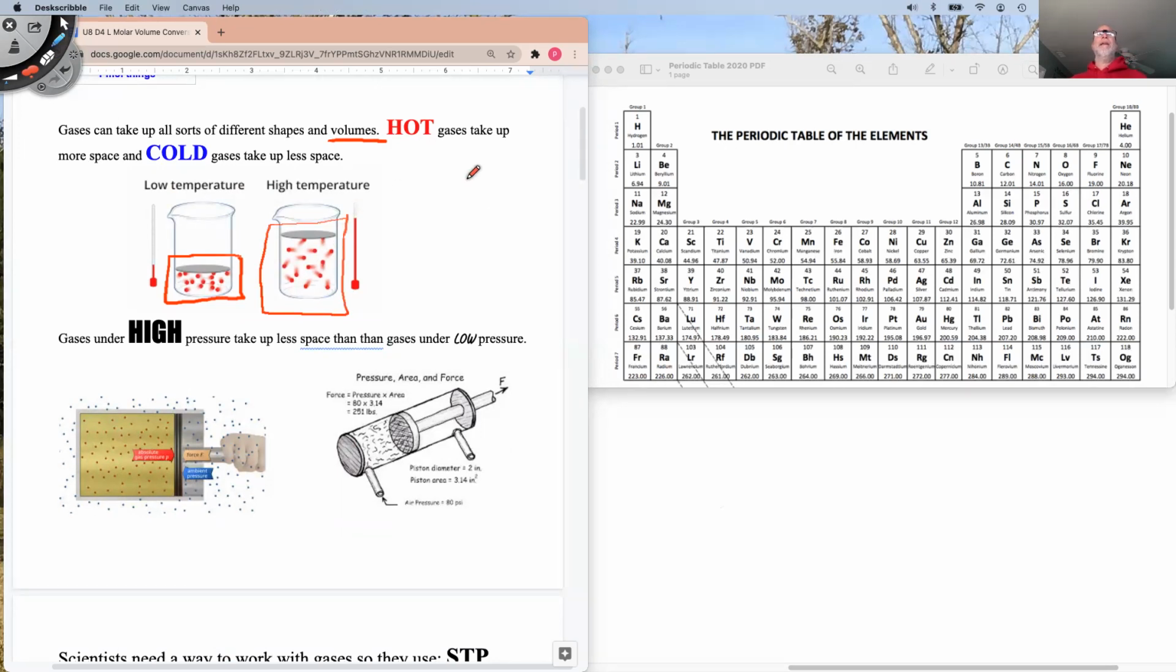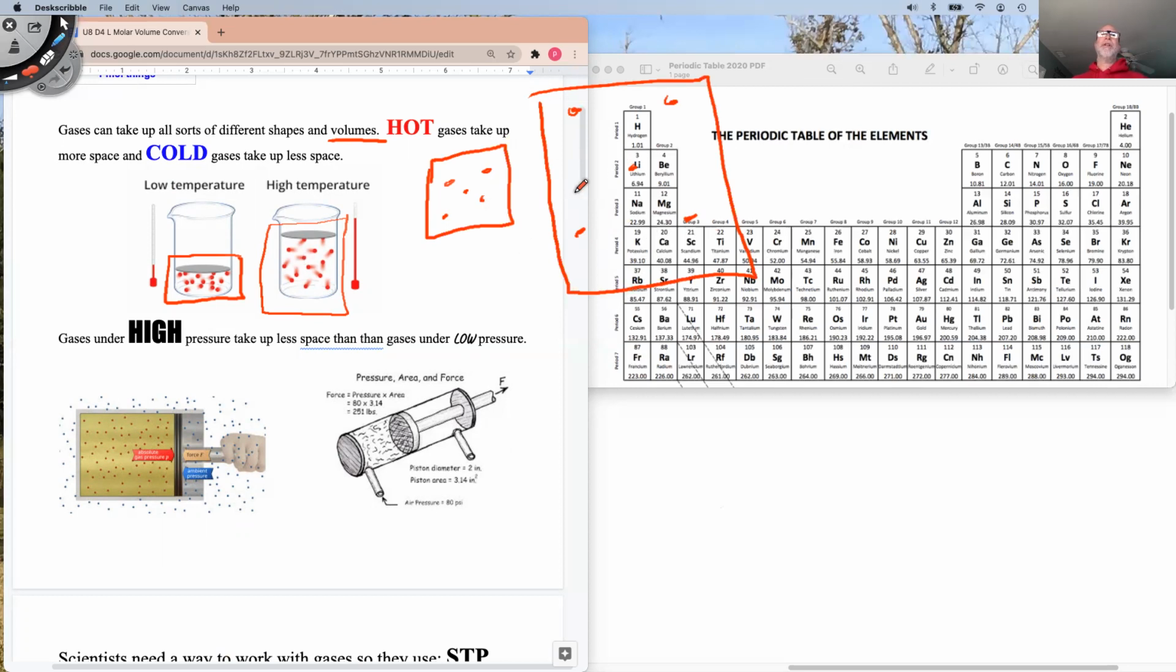With that said, if I give you 5 gas particles, you can't tell me how much space those 5 gas particles are going to take up, because a cold gas might take up that much space, and a hot gas, because hot gases take up more space, those same 5 molecules might take up this much space. So temperature will determine the amount of volume or space. We also have to deal with pressure. Pressure, since we're not in the classroom, I'm going to have to give you some videos on it, but that's not the point of this class.